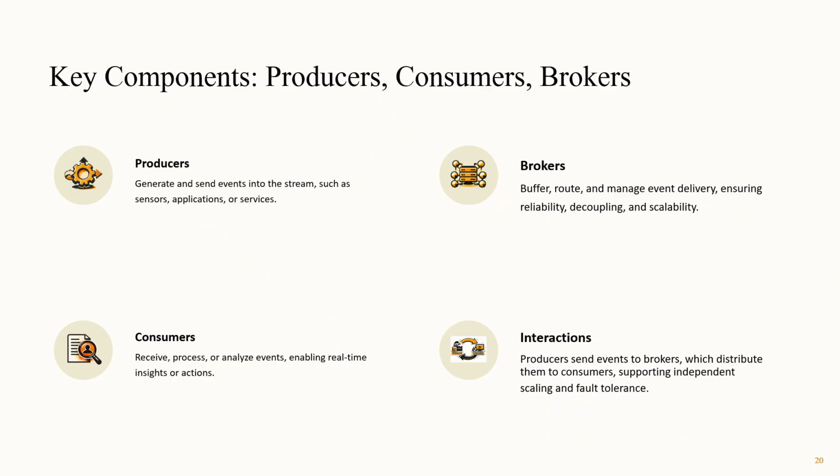So event stream architecture consists of producers that generate events, and coming to the brokers that buffer and route the data reliably, and consumers that process or analyze the events. Brokers support decoupling as well, elasticity, and fault tolerance, enabling the independent scaling of the producers and the consumers in complex streaming topologies.